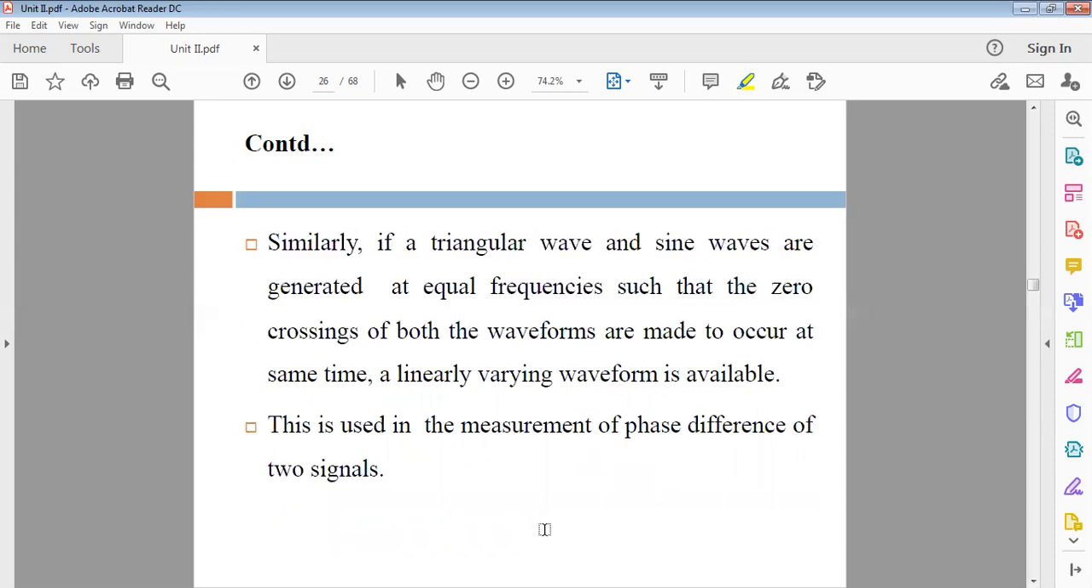Similarly, if it is generating a triangular wave and a sine wave at a time at equal frequencies, such that the zero crossings of both the waveforms occur at the same time, then we'll have a resultant linearly varying waveform. This linearly varying waveform is used in the measurement of phase difference of two signals. When these two signals arrive at their zero crossing at the same time, the phase difference will be 0. If they arrive at different times, then we can calculate the phase difference.